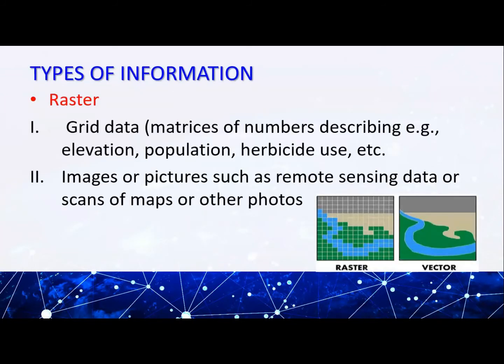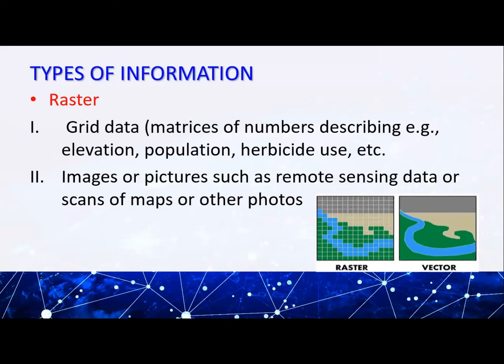Then we also have, under raster data, we have images. So for example, you could scan an old topographic sheet. That could be an image. You could also have a base map. We have a lot of base maps on the internet now. All those are examples of images under raster data in a GIS system.